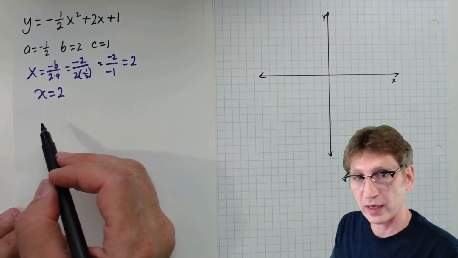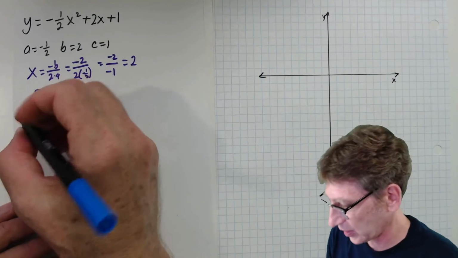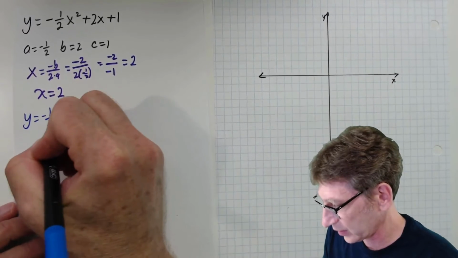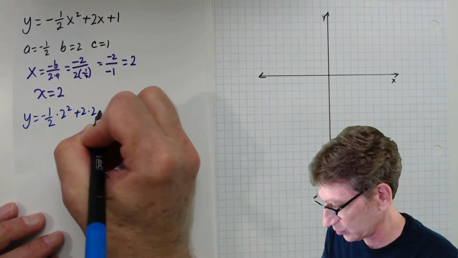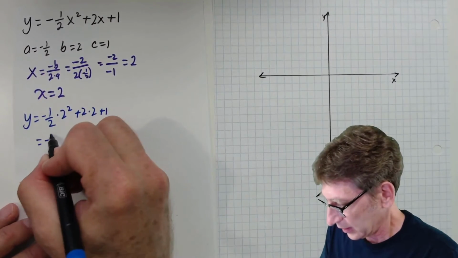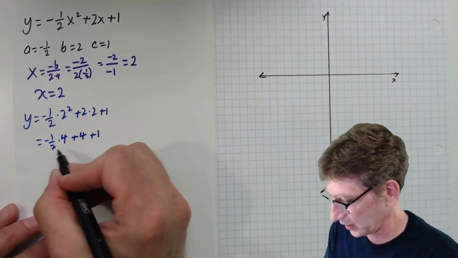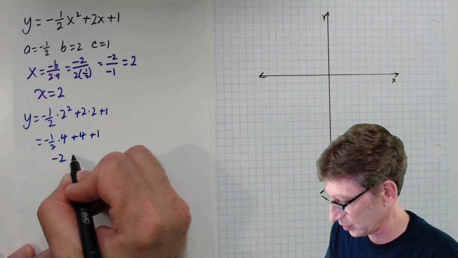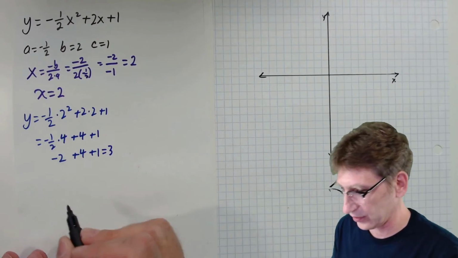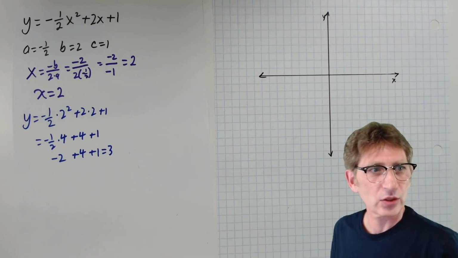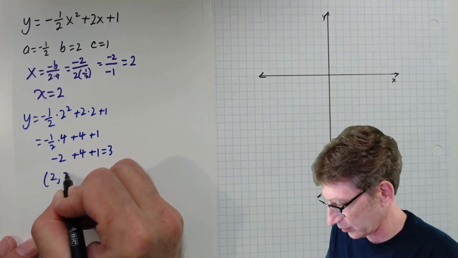We're going to use that value in the original equation to find the y value for the vertex. Y equals negative 1/2 times 2 squared plus 2 times 2 plus 1. Negative 1/2 times 4 plus 4 plus 1. Negative 1/2 times 4 is negative 2, plus 4 plus 1. That ends up with 3. So y equals 3 when x is 2, so the vertex is (2, 3).